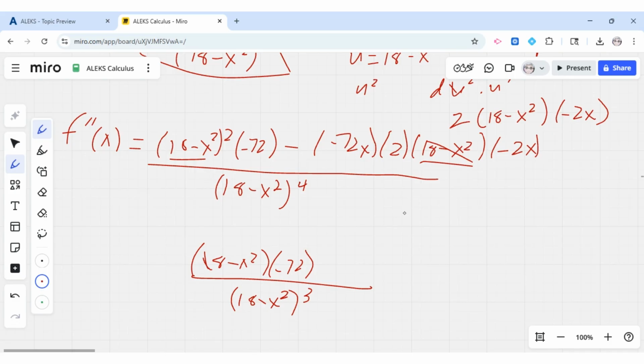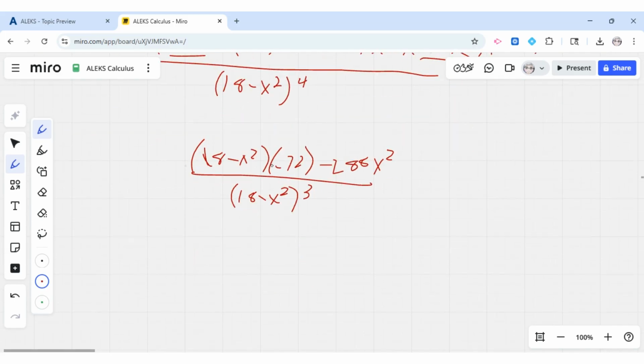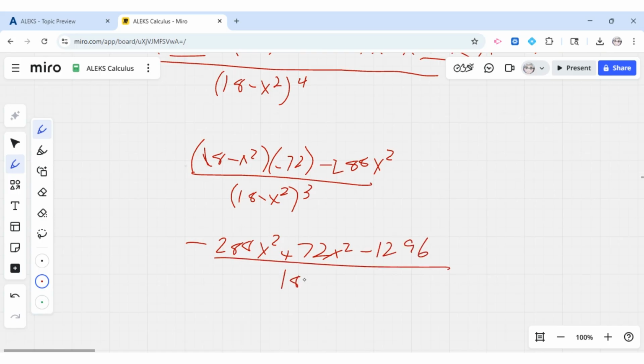So what is that going to be? I think we're going to get 288, negative 288. Yeah, with this minus, it'll be negative. So negative 288 x squared. And then can we simplify that some more? If we multiply the 72 through here. Oh yeah, so we're going to get negative 288 x squared plus 72 x squared minus 1296. All of that is still over 18 minus x squared cubed.